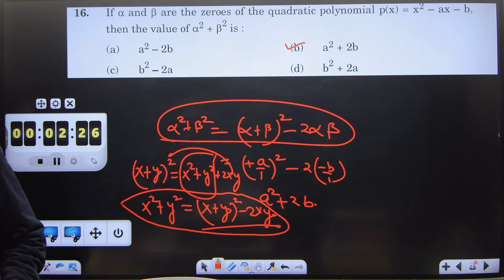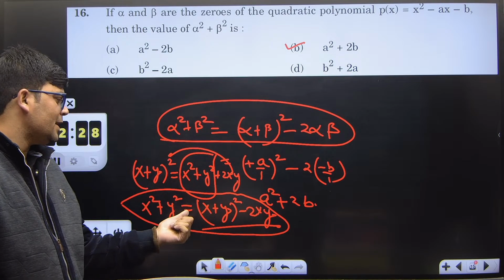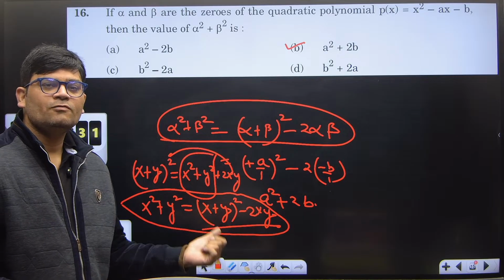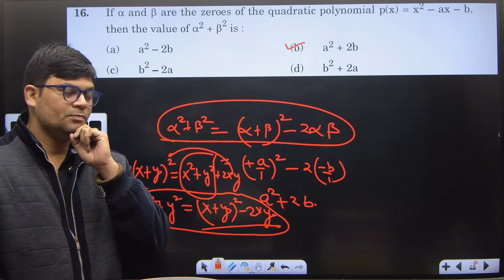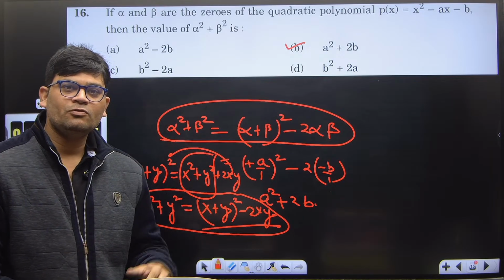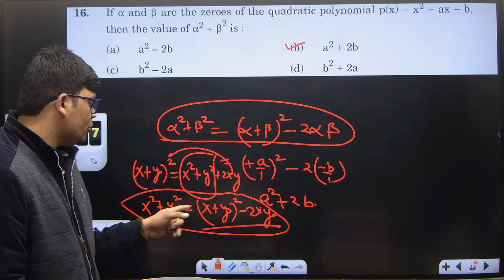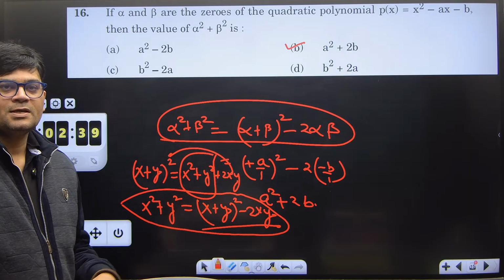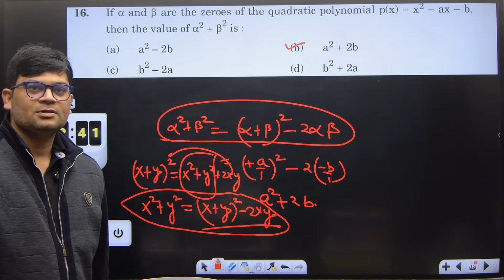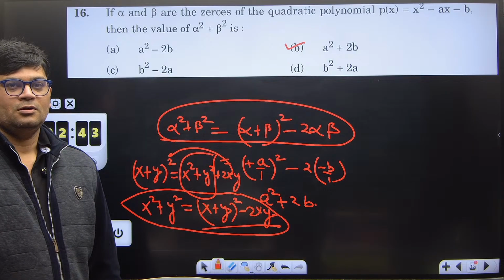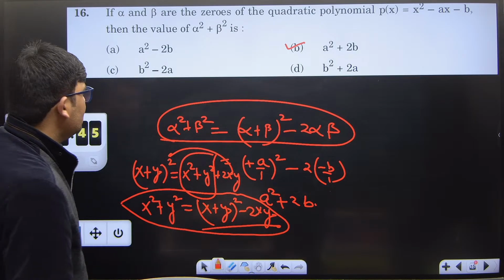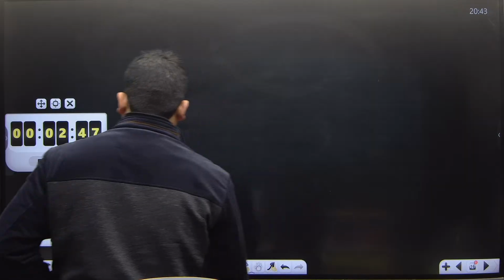And you should also know this identity because you are going to use these kinds of questions in ratio and proportion as well, where you apply componendo and dividendo. There also these kinds of questions come sometimes. You need to break it down into this. Okay, sir. Okay. Next question.